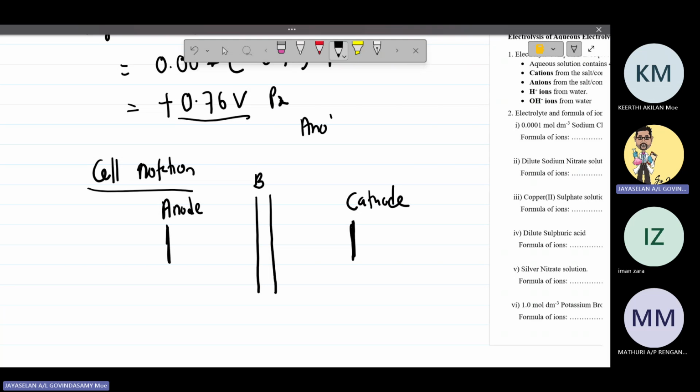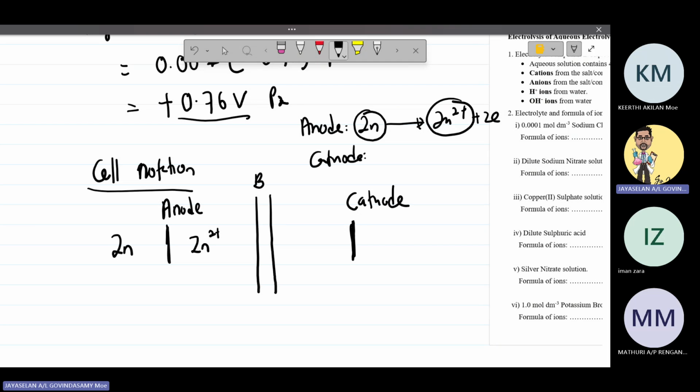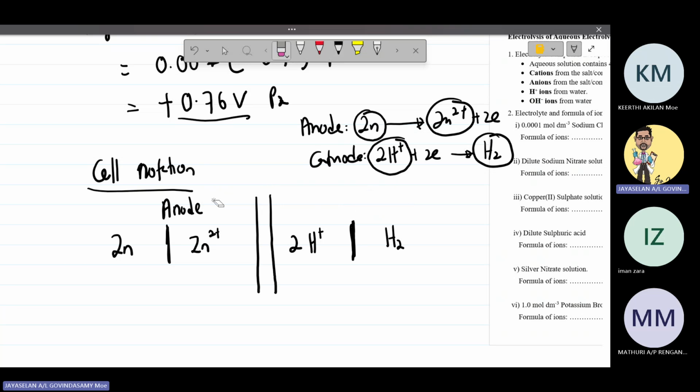So your anode, what is your half equation? At the anode, you take zinc, arrow, Zn2+ plus 2 electrons, right? Take the zinc, put in front. Take the zinc ion, put next after that. Your cathode, what is your half equation at the cathode? 2 hydrogen ions accept 2 electrons to form hydrogen gas. Hydrogen ion is in front, don't change the order. After that you get hydrogen gas. So you already score 1 mark. Erase all this, it cannot be shown in the exam.